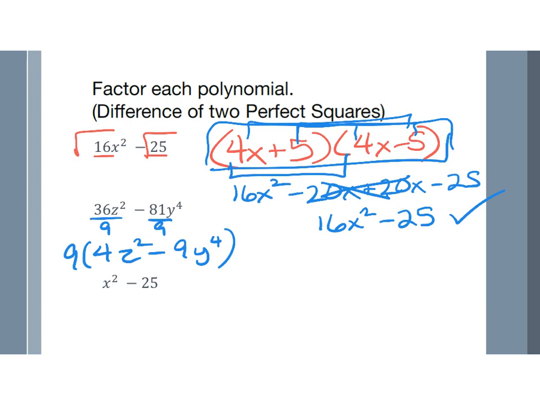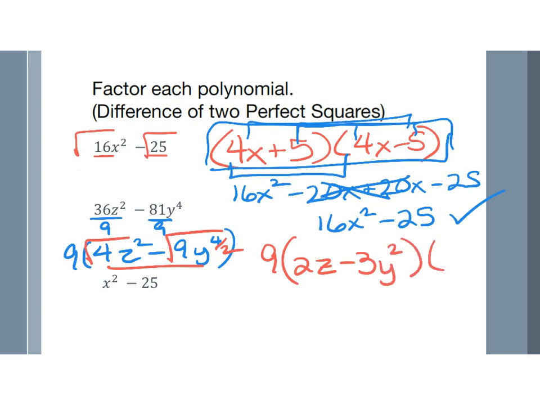Okay, so now I need to break this down. I need to break the 4z squared minus 9y to the 4th down. So again, in my answer, I still write the 9, the GCF I pulled out. I'm going to square root this, square root this. Square root of 4z squared is 2z. The square root of 9y to the fourth, remember you divide the exponent by 2 when you square root it. So this becomes 3y squared. And again, one gets a plus sign, one gets a minus sign. I can't factor any further, so I'm done.